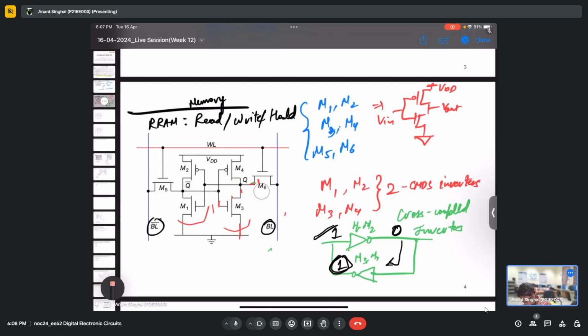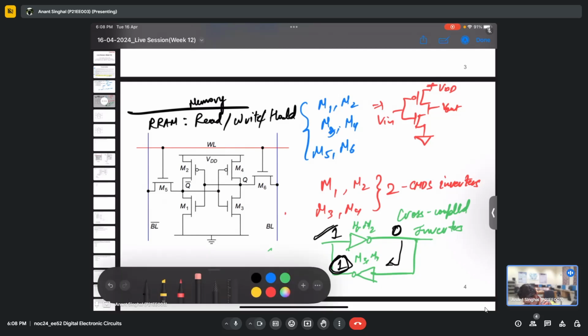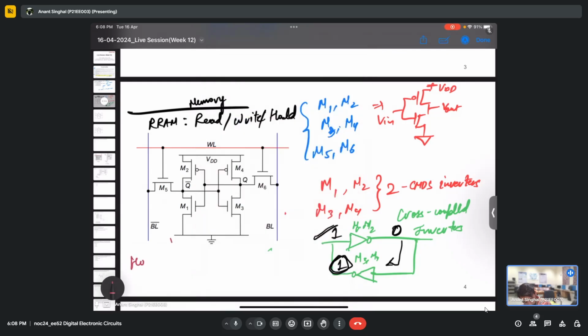initially. So let's say we have this circuit. So for the hold operation, we have our word line, that is this, at ground, and the other at VDD. So once we have this ground, you can see the gate voltage of the transistors M5 and M6 is zero. What will happen? These both transistors will be in cutoff because there is no voltage applied to conduct.